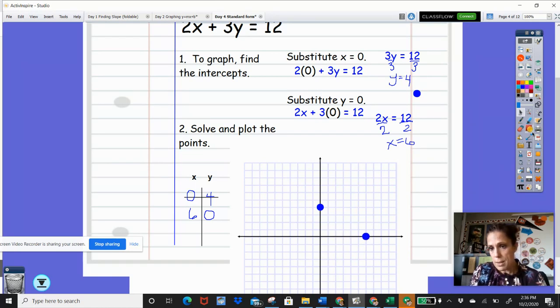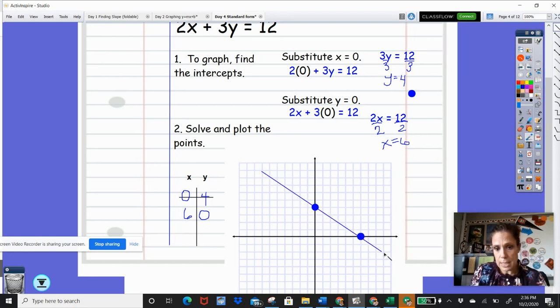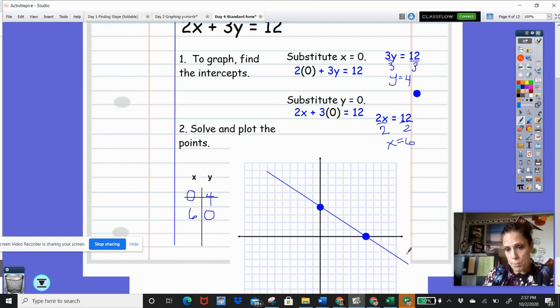Okay, and then there's our line. What's tricky here is notice this has a negative slope, but when you look at the equation, you don't see that negative slope because everything is positive up there. So be careful with that.